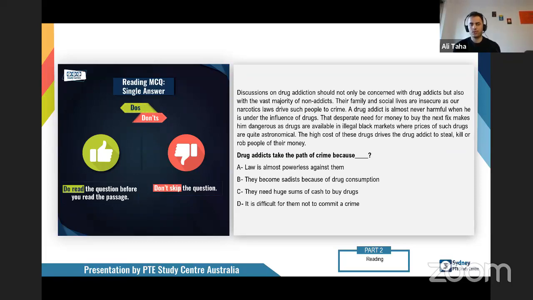Okay, here, so we are talking about the reason the drug addict takes the path of crime. And try to match the keywords. Drug addicts. Where can you see it in the text? We can see it in a couple of places, but there is one spot at the end that shows what must be done.